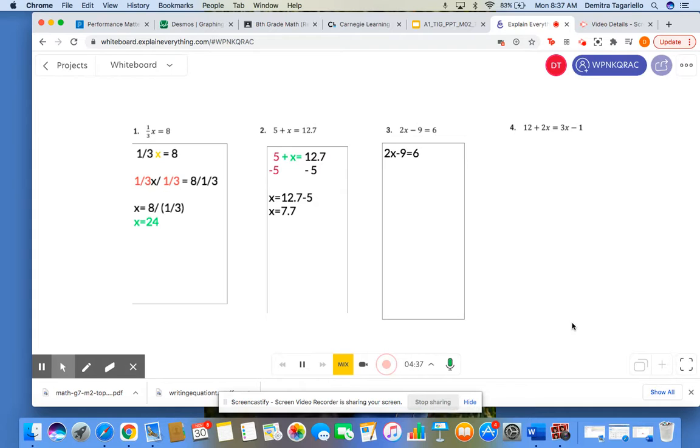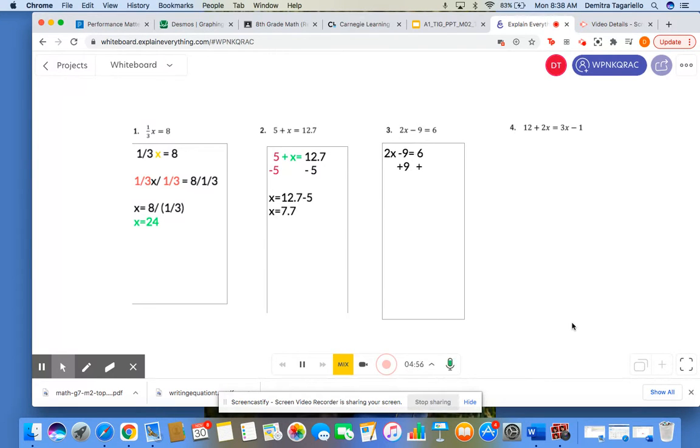So in this case, 2 is attached, so I'm going to leave it there, but I'm noticing that there is a 9, minus 9. So I want to get rid of that guy first. So let's think about what the opposite of negative or minus 9 would be. The opposite, the inverse, would be adding 9. So I'm going to add 9 to both sides.